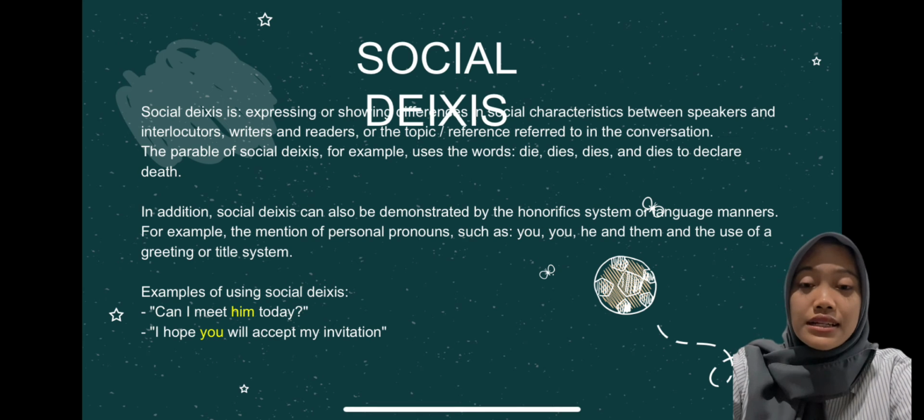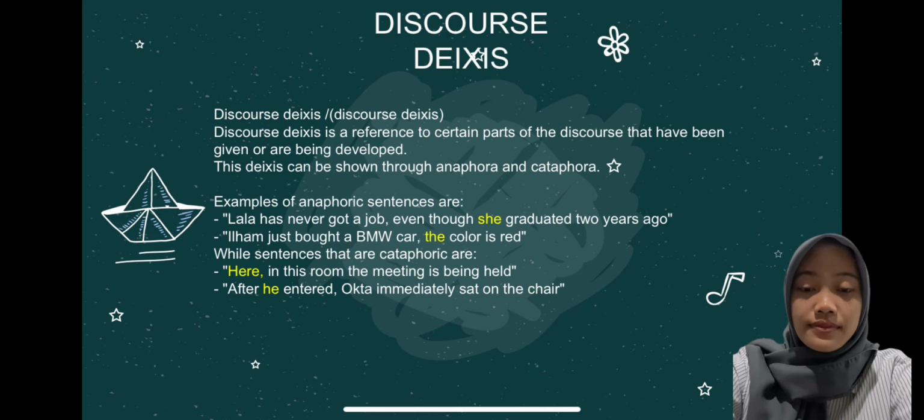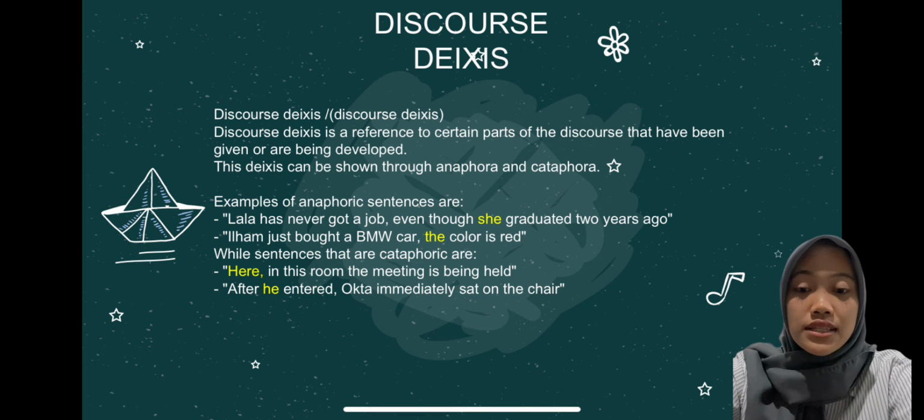So the next is discourse deixis. Discourse deixis is a reference to a certain part of the discourse that has been given or is being developed. These deixis can be shown through anaphora and cataphora. A reference is said to be anaphoric if the substitute refers to something already mentioned, while cataphora are things or functions that show a return to something that has been previously mentioned in a sentence or a discourse.